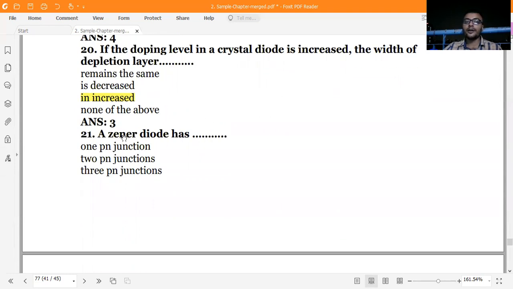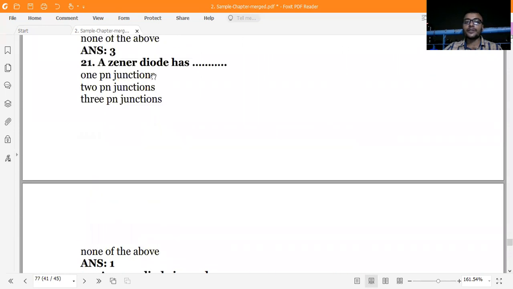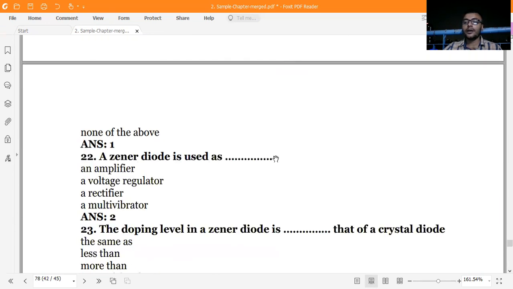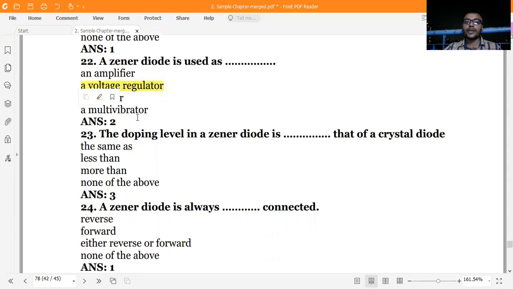A Zener diode has one PN junction. If you look at the diode configuration, it contains one PN junction, a load resistance in parallel, and a supply resistance connected in series. The Zener diode is very important since it is used as a voltage regulator, so we have to take care.